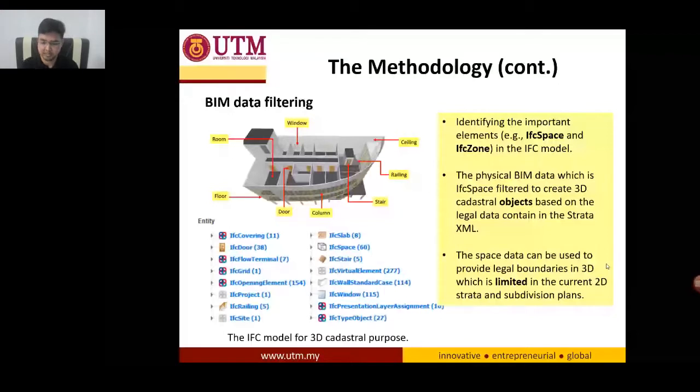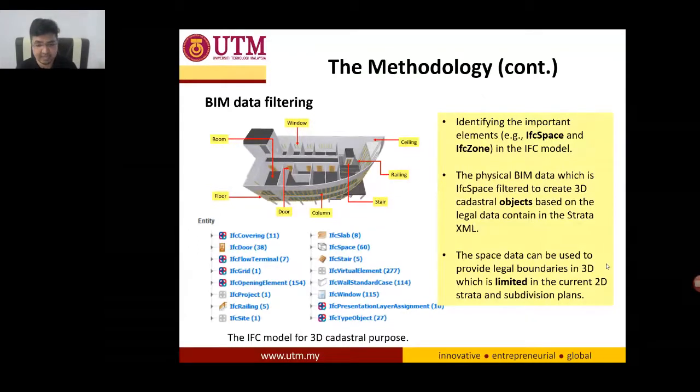So here the process of identifying the important elements such as IFC space and IFC zone in the IFC model. So the physical BIM data, which is the IFC space filter, to create the 3D cadastre object based on the existing legal data or record contained in the strata XML. The idea is the space data can be used to provide legal boundaries in 3D, which is limited in the current 2D strata and subdivision plans.